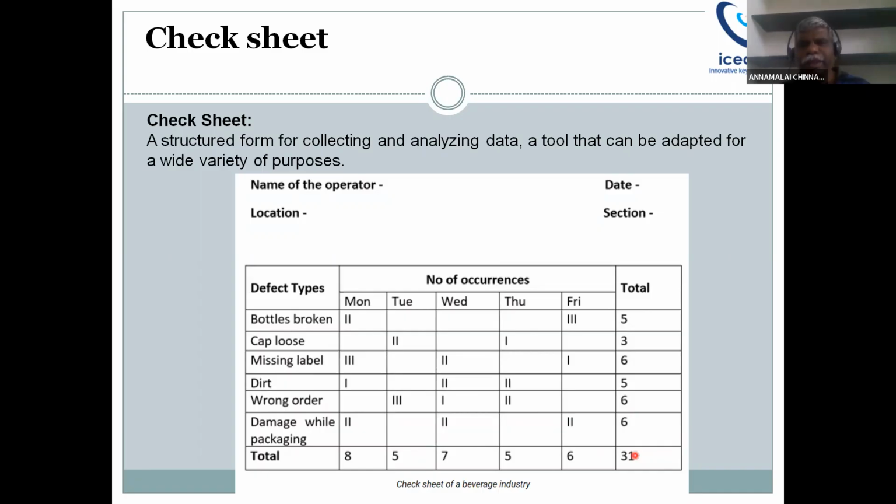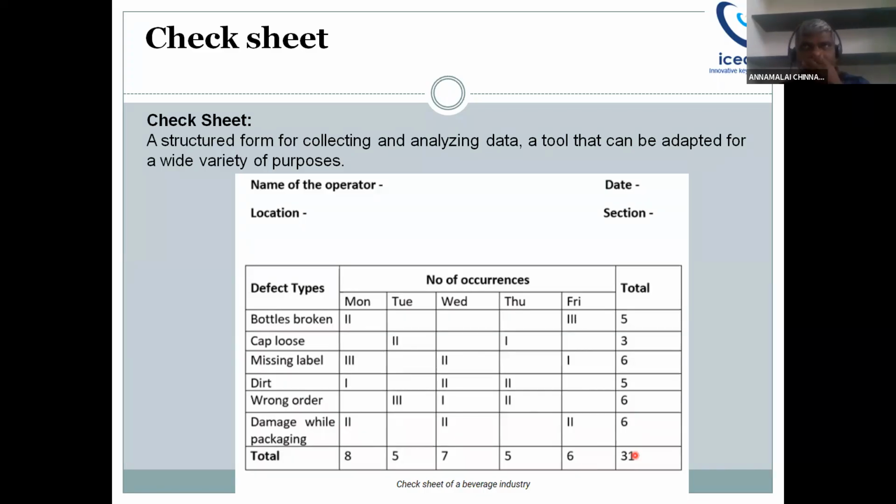Then again, we can take this data into the Pareto chart and try to find out which defect is coming very frequently, so that we can take action on that. So the report, whatever you are trying to solve, we can try to focus on the top defect, so that we will be able to find out the root cause of that particular defect, and identify that once and for all.